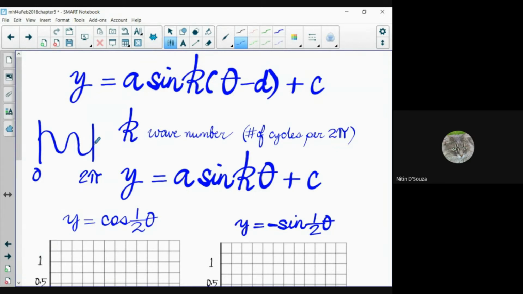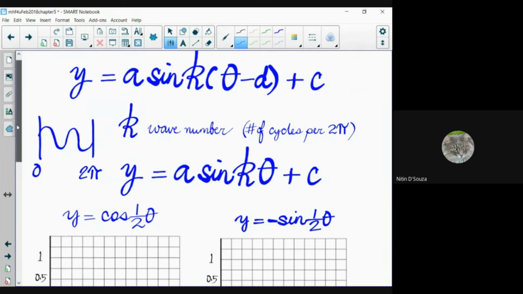So if there's two complete waves or cycles between 0 and 2 pi, K will be 2. Okay. So when you're trying to figure out the cycle, you take 2 pi divided by K. That'll give you the length of the cycle, or the period. So this affects the period. This affects the phase shift. Okay. So we don't have that yet. That's just the full parameter.